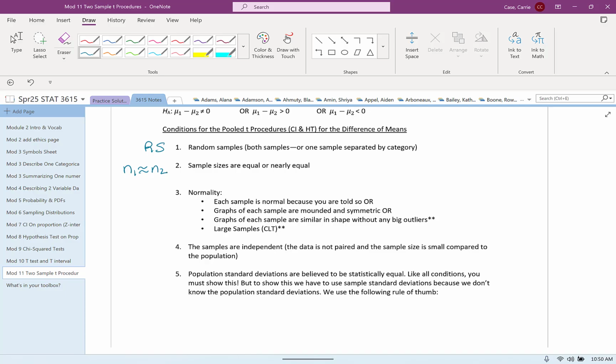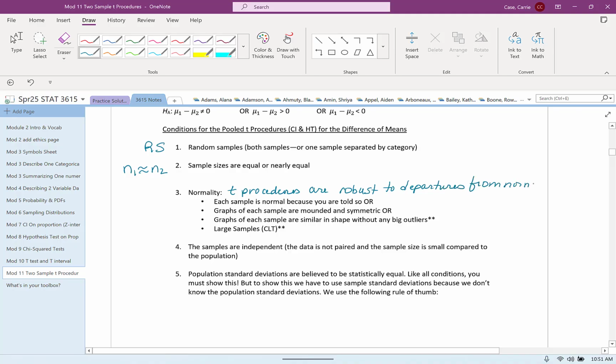Normality has to be met, and t procedures are robust to departures from normality. So all we have to do is just get close, you guys. If we're close, these t procedures are good enough. So our third condition is normality.